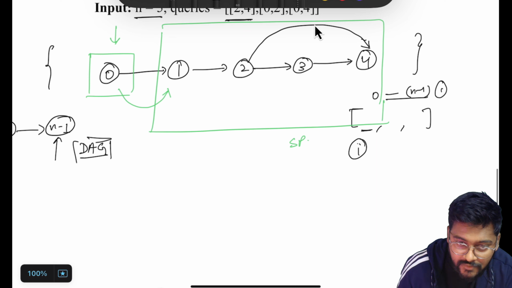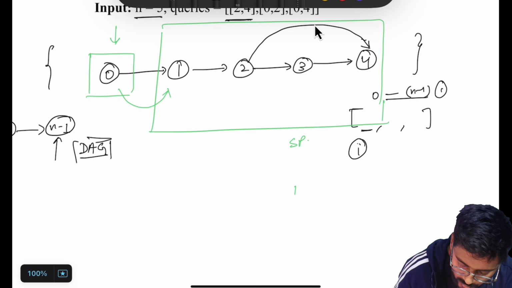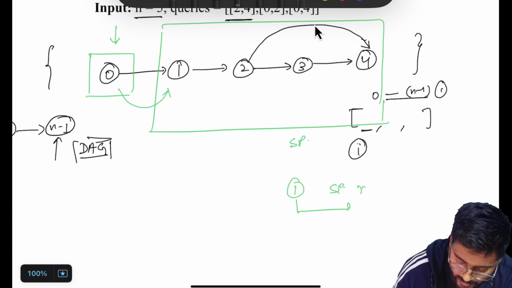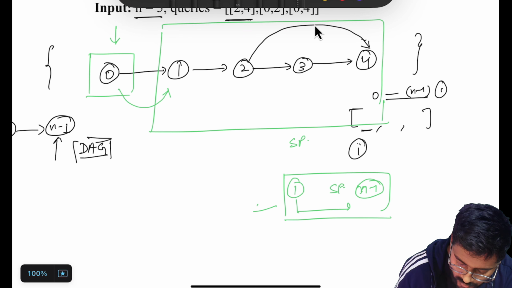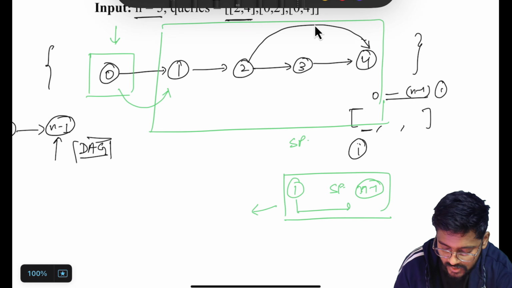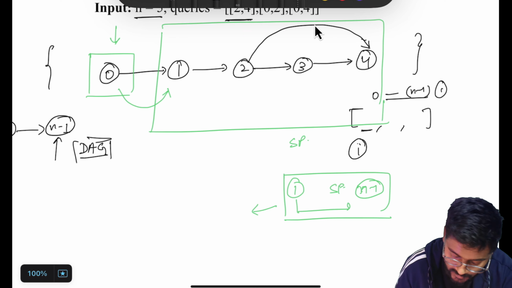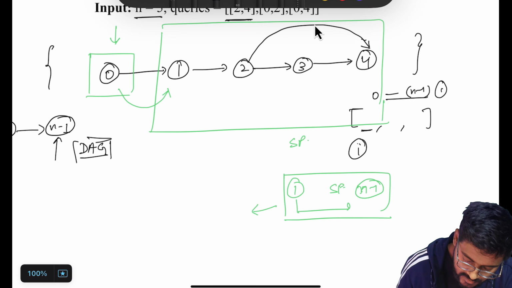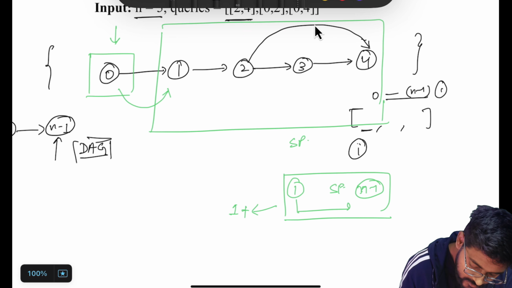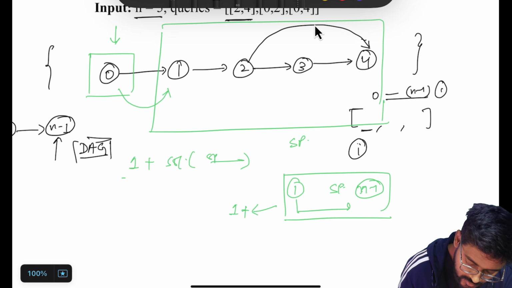I will tell city 1, please tell me what is the shortest path from your city to n minus 1 city. So this function is going to give me the value of the shortest path from city 1 to n minus 1. That path I will just directly add 1 to, because I need the answer from city 0. So 1 plus the solution of the subproblem is going to be my answer.